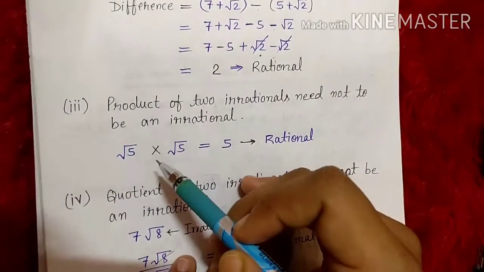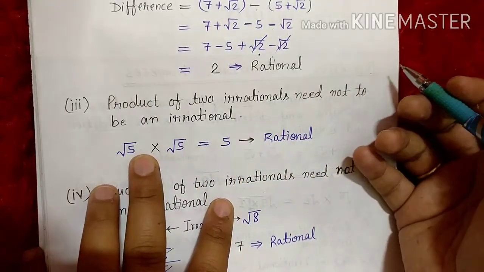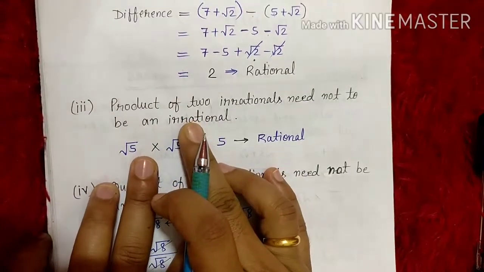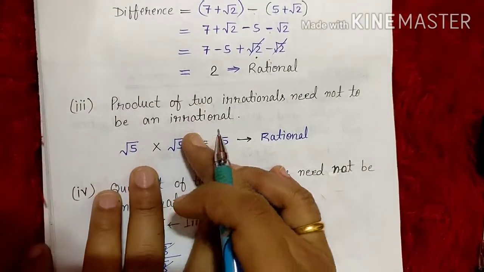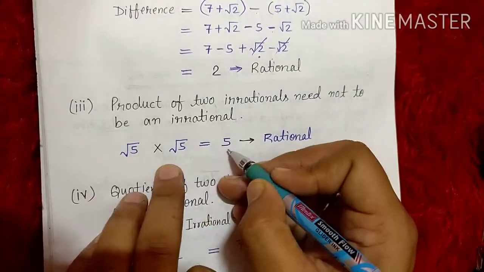Now the third property says that the product of two irrational numbers need not be irrational. It is also not necessary that whenever you multiply two irrational numbers, the result is always an irrational number. It is not necessary. How? Just look here. Root 5 multiplied by root 5. What will come? 5 only.